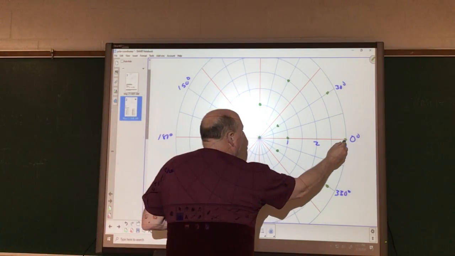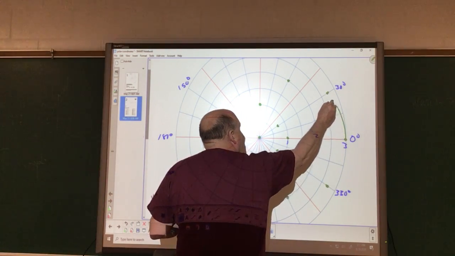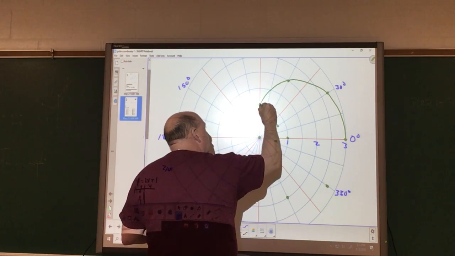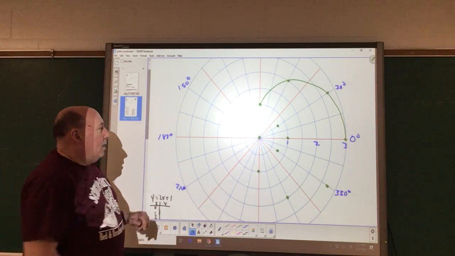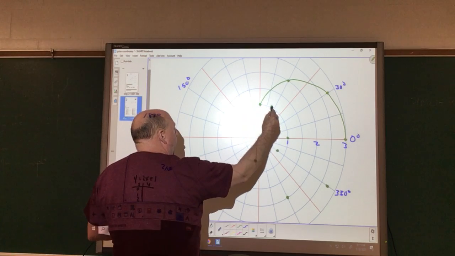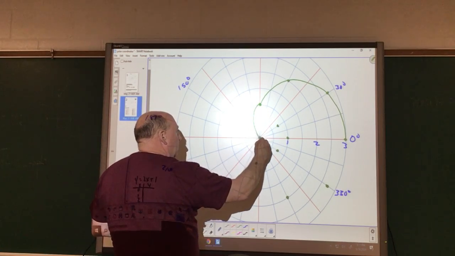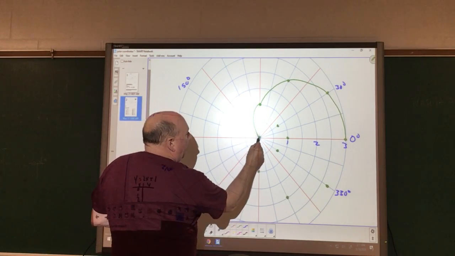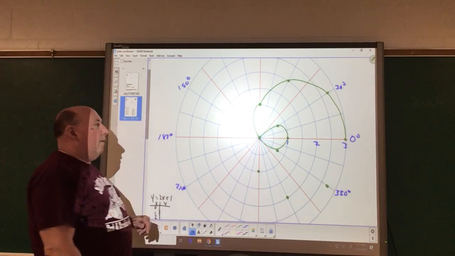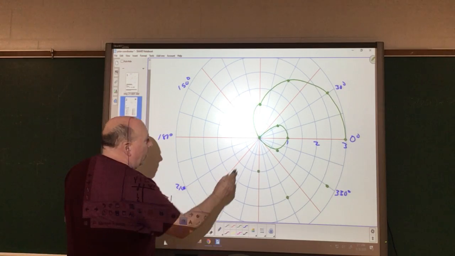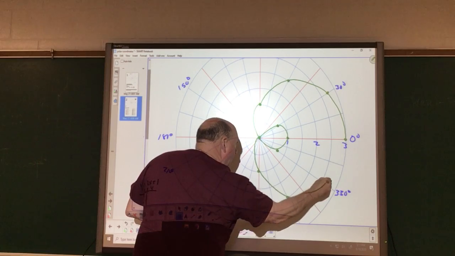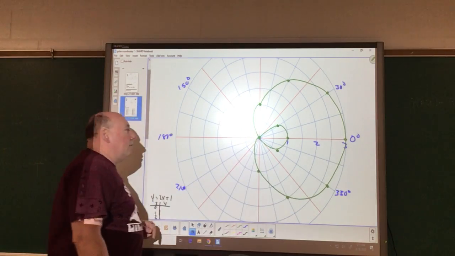So I'm going to start at 0 and just start curving this around. From 30 to 60 to 90, then we're going to go to 120, which takes me to here. Then we're going to loop around, back to here, and then we're going to finish out the rest of my graph.